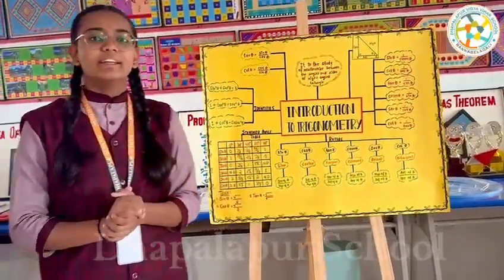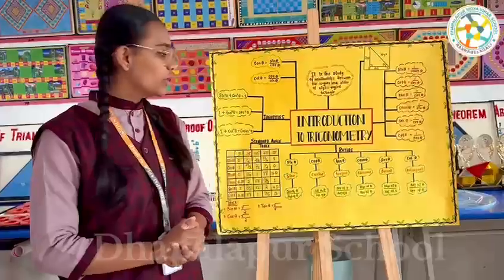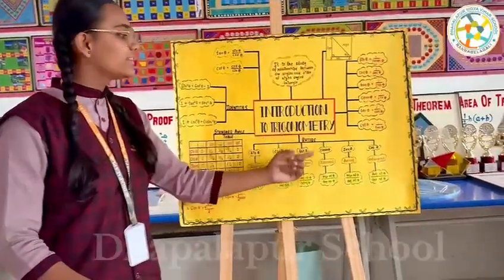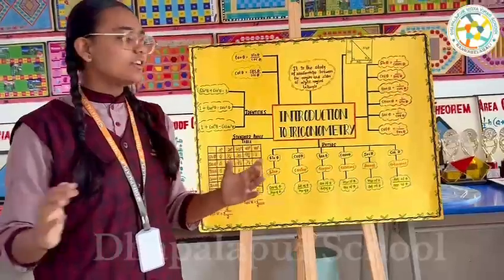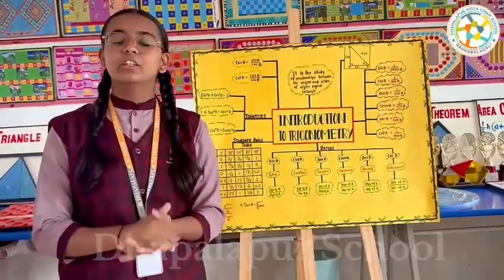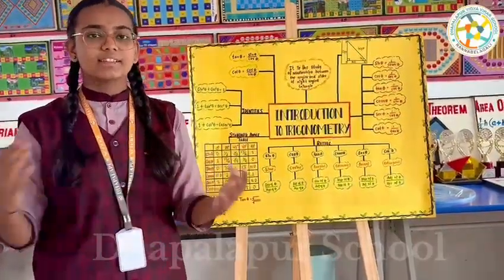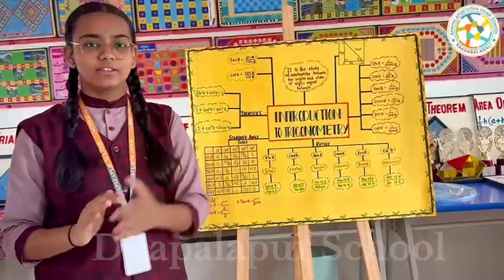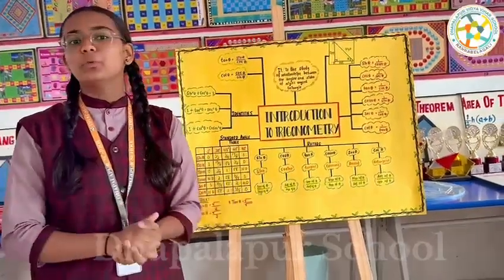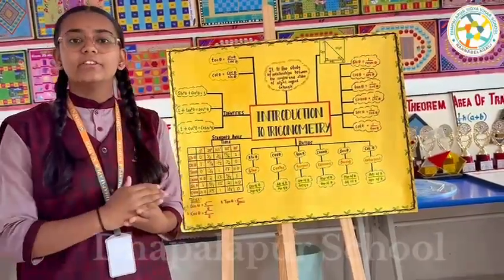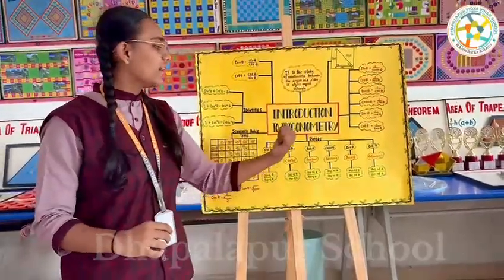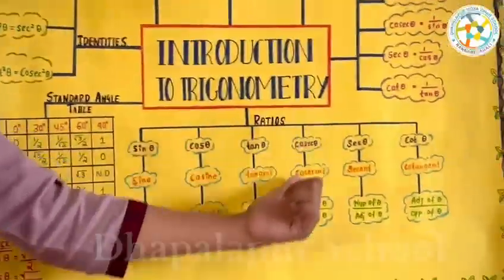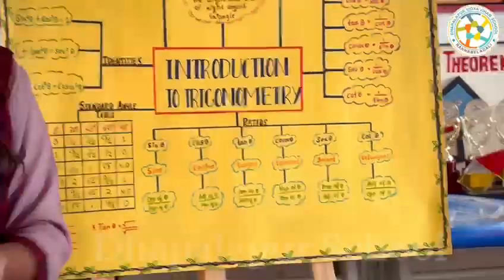Now, there are mainly 6 trigonometric ratios. Those are sine, cosine, tangent, cosecant, secant, and cotangent. If we listen to this, it feels very difficult to pronounce these words. That's why mathematicians have reduced these words and made them simpler by using just the first 3 letters of these words. That becomes sin theta, cos theta, tan theta, cosec theta, sec theta, and cot theta.